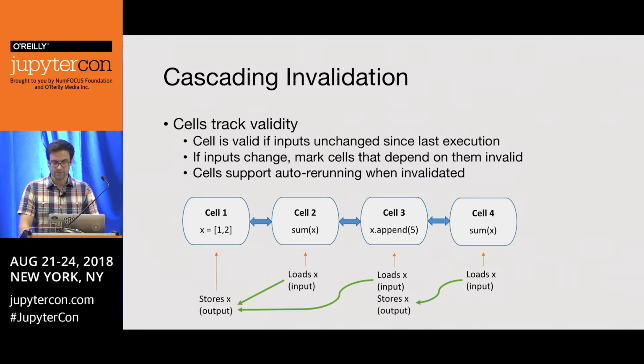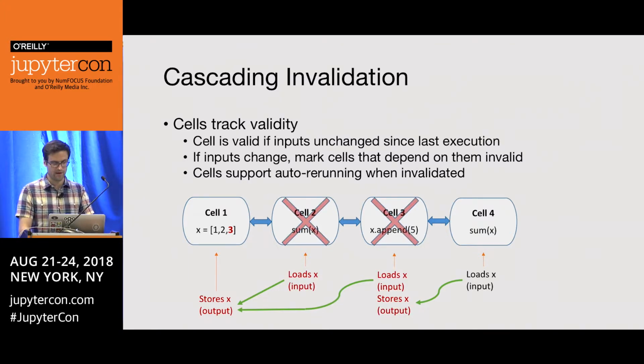So moving on then to the cascading invalidation. As I mentioned, cells can track their validity. A cell is considered valid if its inputs have been unchanged since the last execution, and particularly if its inputs are valid since the last execution. So if an input changes, then the process is that I'll mark any cell that depends on that as invalid. Suppose that I change cell 1 here, so that now x has another element.